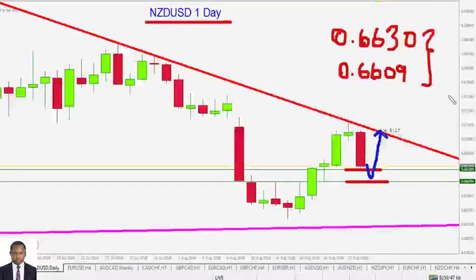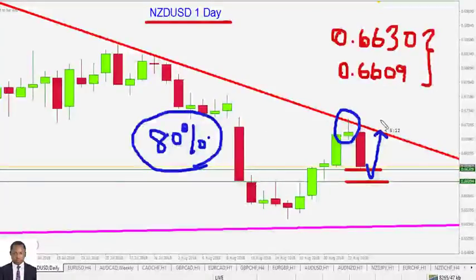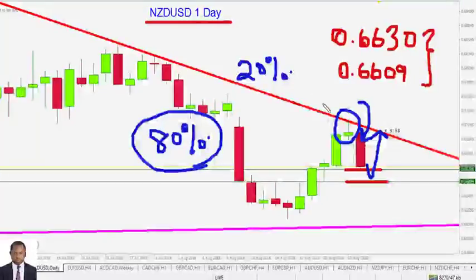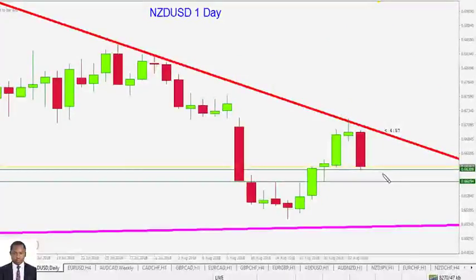So if you went short based on that reversal, please cash out about 80% of your profit. Cash it out right now. Move your stop loss to break even. You can leave the remaining 20% running, but hey, we are not going short at that particular area.